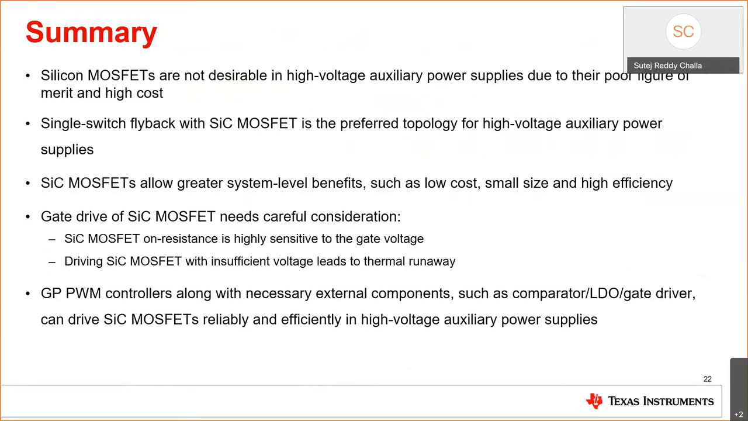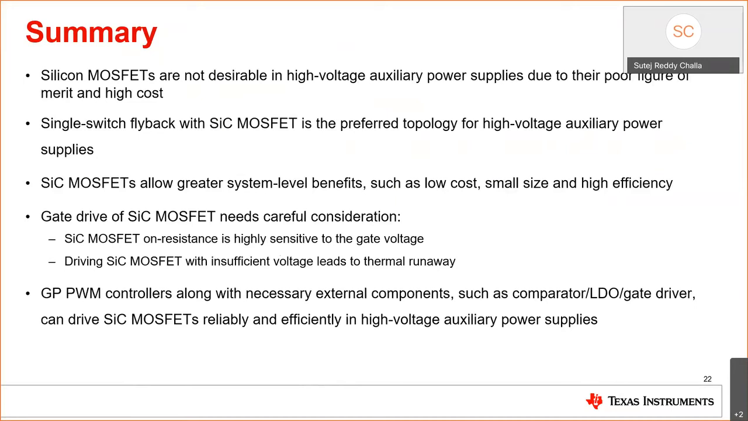So the summary: silicon MOSFETs are not desirable in high voltage aux power supplies due to their poor figure of merit, which is high RDS(on) and also a high cost. Single switch flyback with SiC MOSFET is the preferred topology for high voltage aux power supplies. Even the cost savings are also appreciable in this single switch flyback topology.